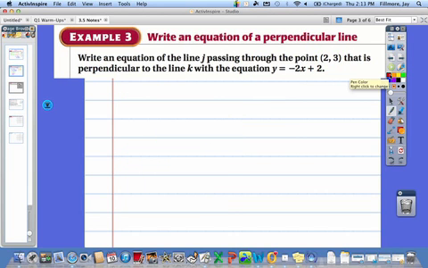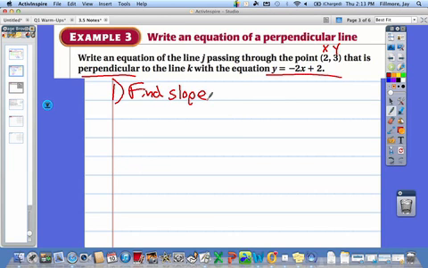Let's try a perpendicular one. The exact same thing. We're given a point it's passing through, x and y, but it's perpendicular to this line. So the first thing we need to do is find our slope. Well, the slope of the original line is negative 2.